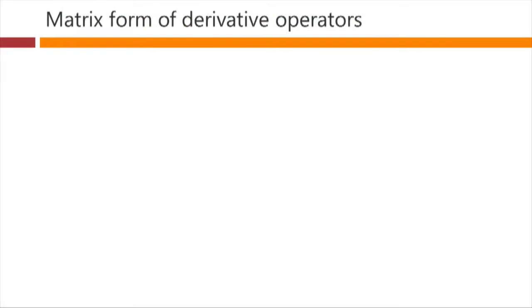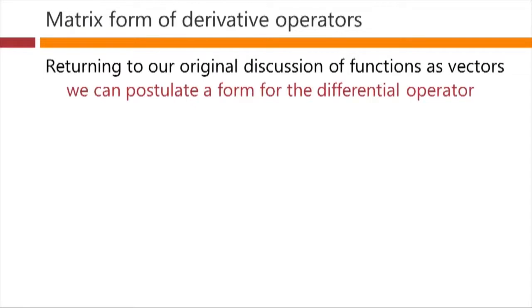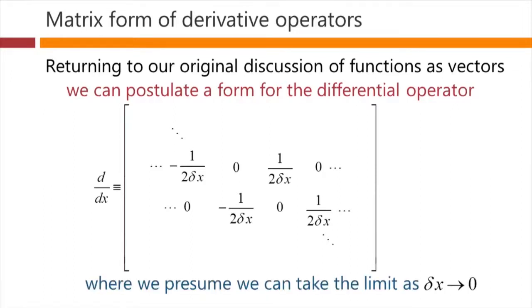So let's look then at the matrix form of derivative operators. We return to our original discussion of functions as vectors. We can postulate a form for the differential operator. So this is our postulated form of a matrix to try to represent a derivative here, d by dx. Why have we chosen that? Well, we presume we can do this.